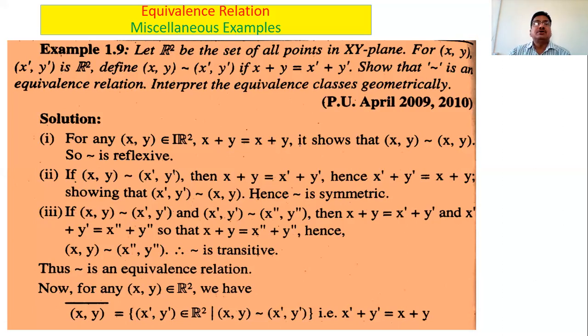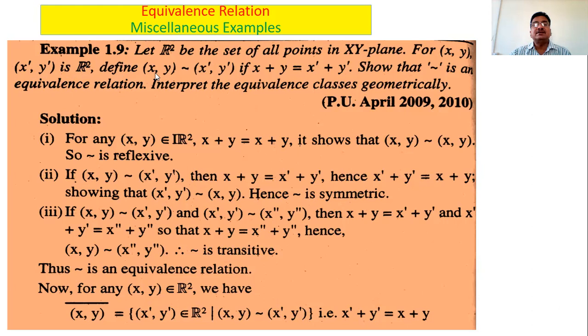Some more examples on equivalence relation. First example: let R square, that is R cross R. This set is what? The set of all points in the XY plane. That is, this set contains ordered pairs. For example, (x, y) is an ordered pair and an element of R square, and (x', y'). These are two elements of R2.